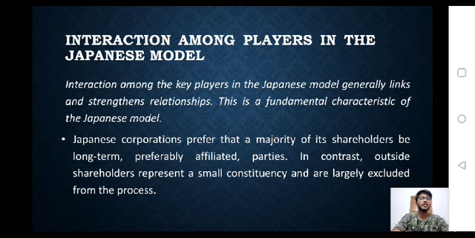The interaction among the key players in the Japanese model generally links and strengthens the relationship between the shareholders and the company. This is a fundamental characteristic of the Japanese model. A Japanese corporation prefers that a majority of its shareholders be long-term, preferably affiliated parties. In contrast, they don't focus on the outsider shareholders mainly. They always focus on giving the rights to the insiders and/or the affiliated parties of the existing shareholders.